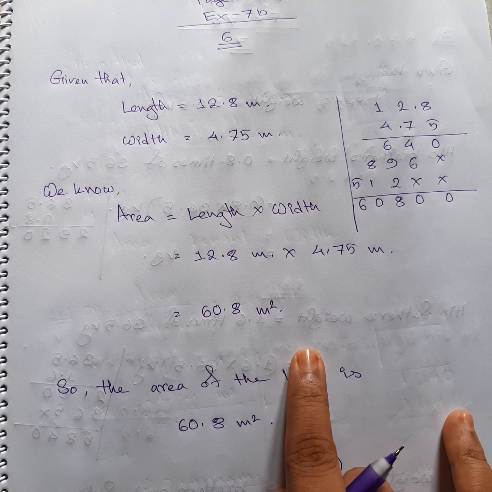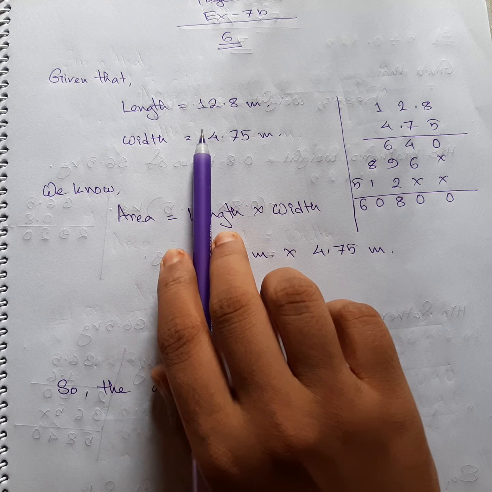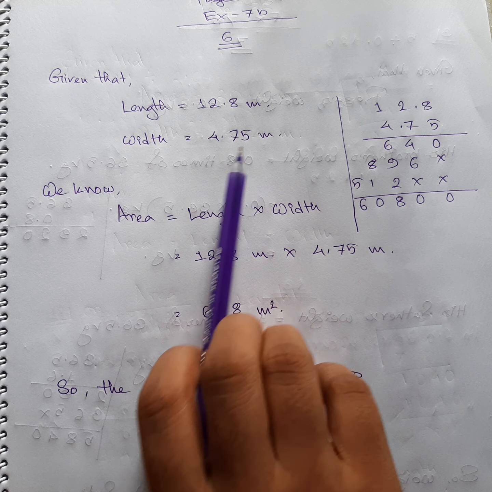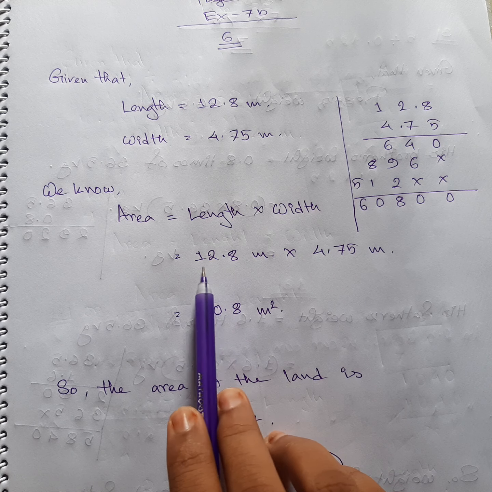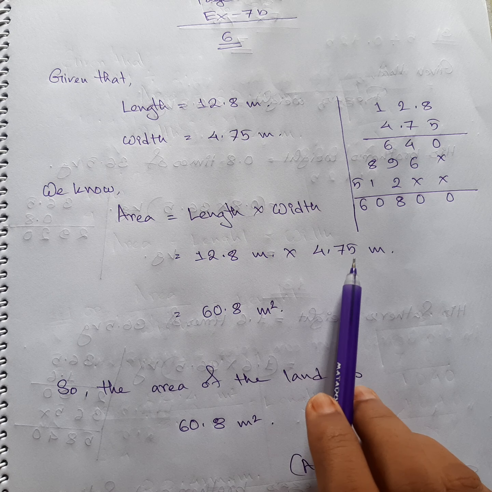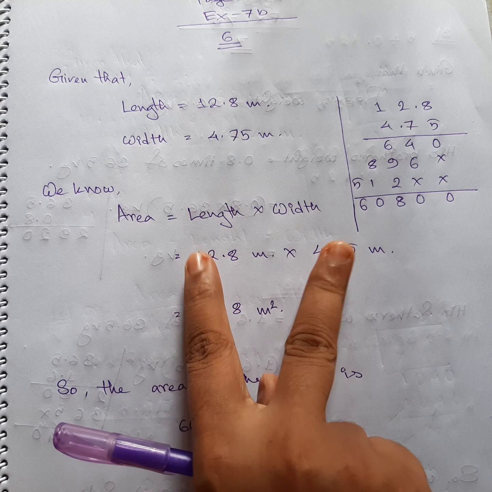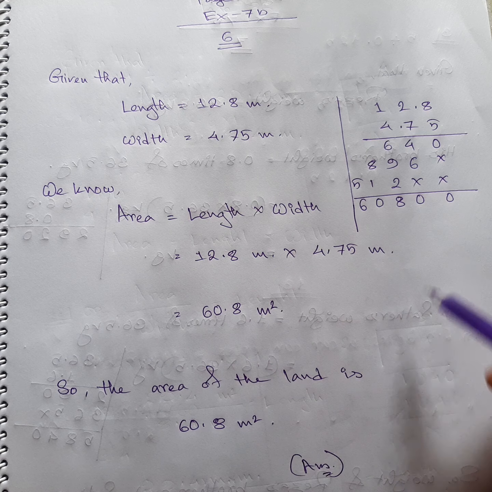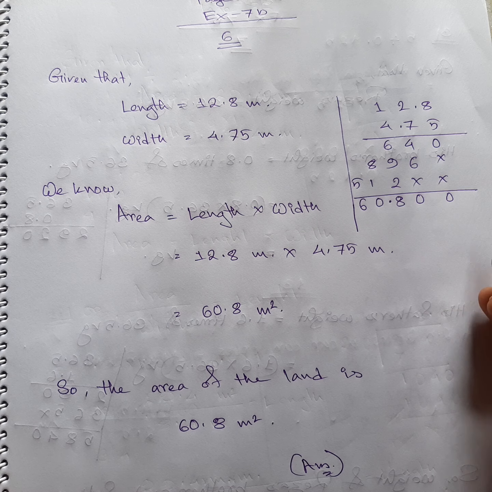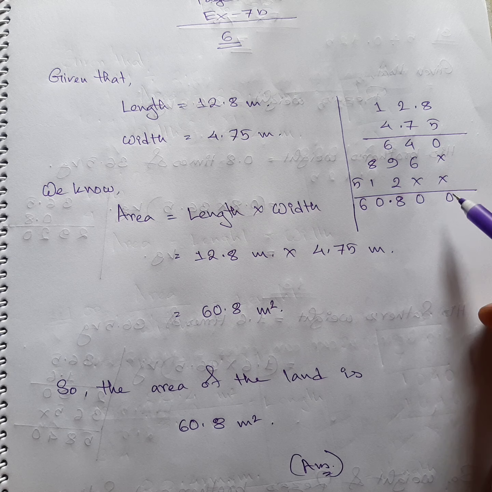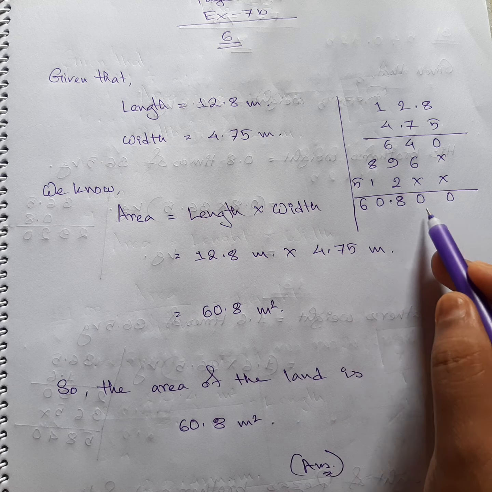At first, we are going to write down the given information, length and width. Then we will write down, we know area is length into width, and this is our 12.8 meter and 4.75 meter. Don't forget to write down your units, because if you multiply both of them you will get this answer, 1 2 3. We'll keep 1 2 3. This is our decimal. So if you multiply that you will get the answer 60.8, we can skip that 0.